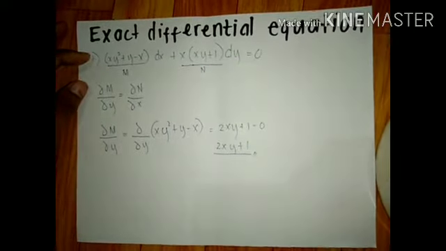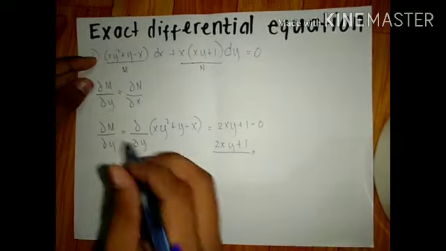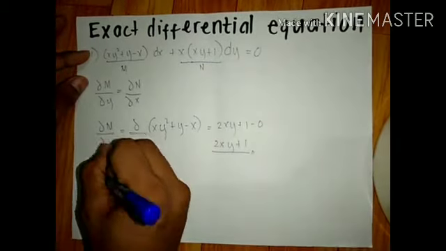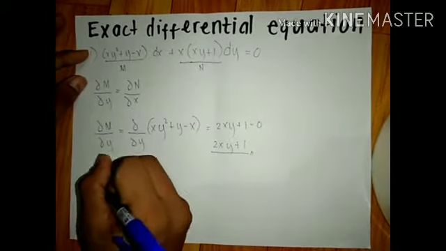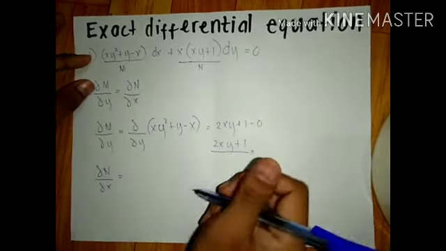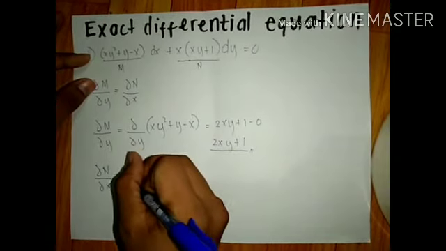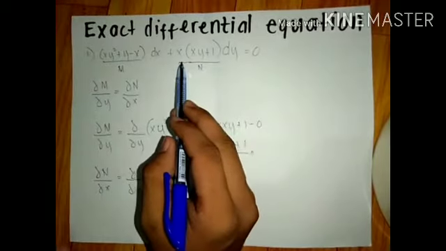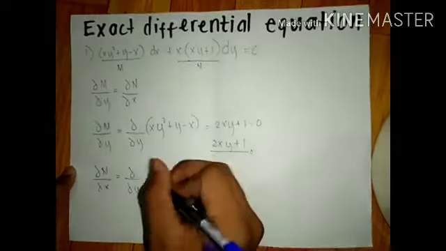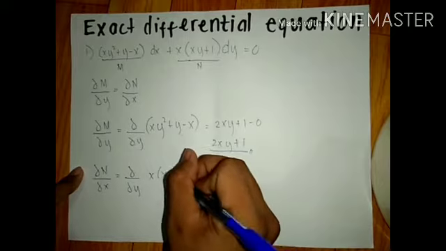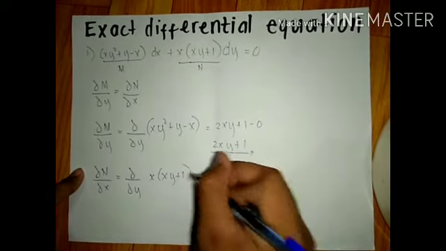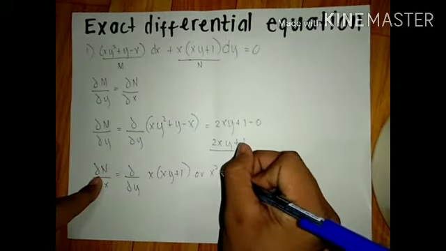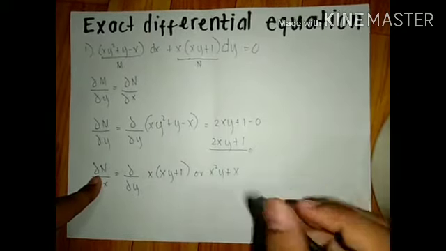And then next, we will find the partial derivative of N with respect to x. Our N is x times (xy plus 1), or x squared y plus x.